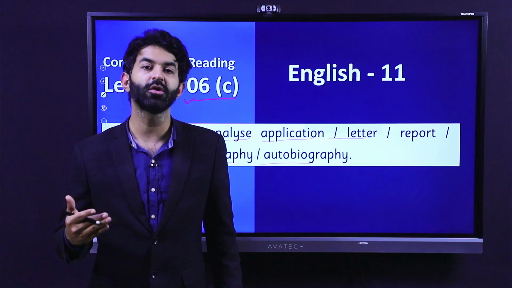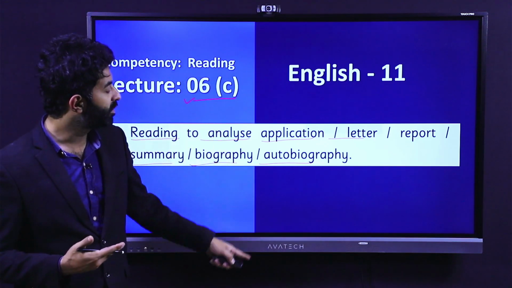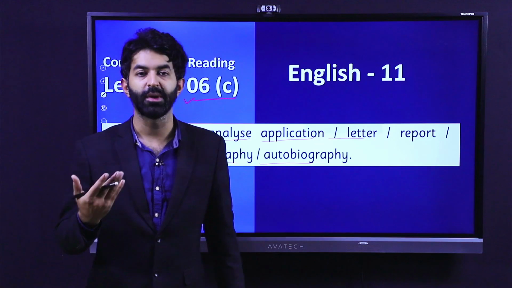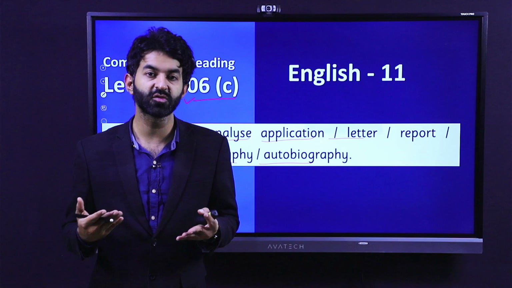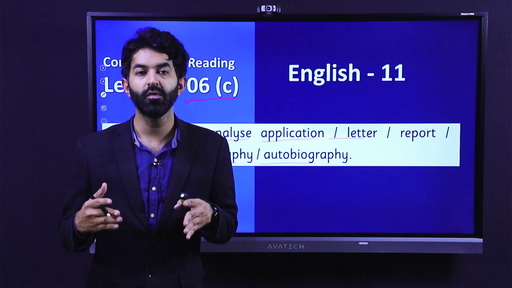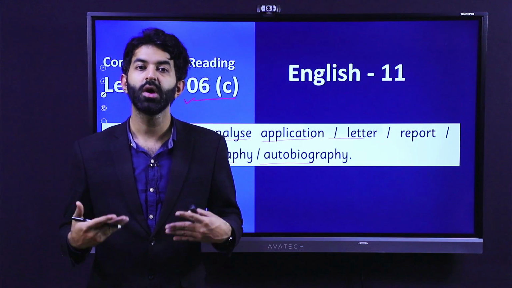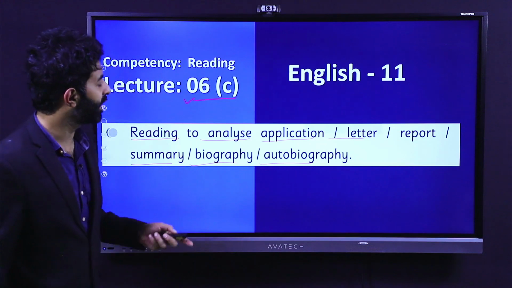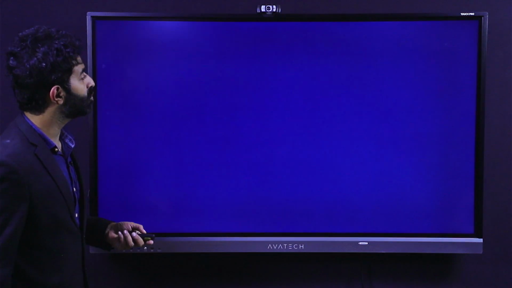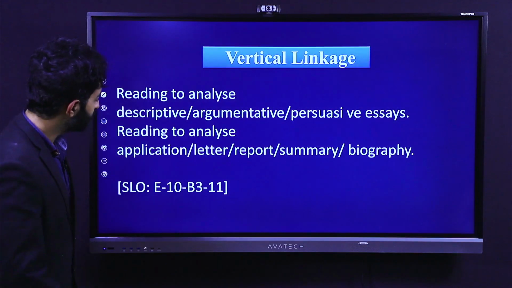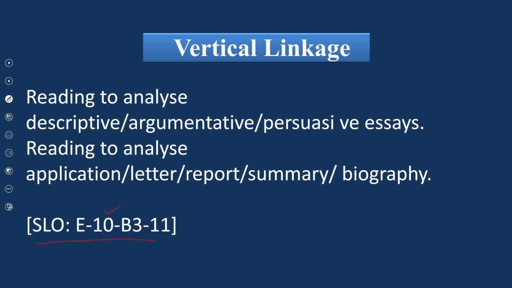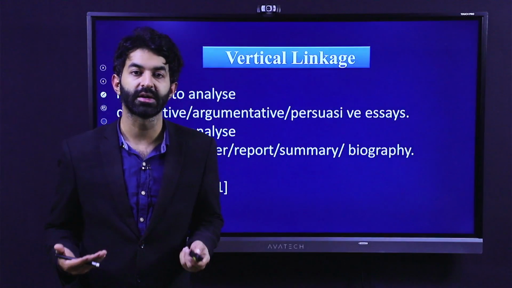Obviously we are not going to cover everything that is mentioned here. We are going to just talk about application, letter, and there's a sample report as well. We can see how we can read these kinds of texts in order to analyze them. This is the purpose of this SLO, and this is how we are going to approach it. For the vertical linkage, this is your vertical linkage of grade 10, and this is directly linked. As you can see, you also had the SLO of analyzing and reading all these different types of texts, mostly essays, summary, and biography, etc.